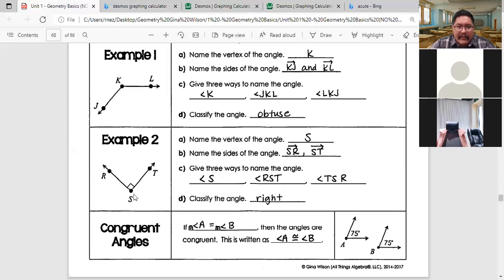And give three ways to name the angle. Same thing, we can name it by the vertex. So S is our vertex. We can name it either going from left to right or right to left. Actually, that doesn't really work out in this case. So RST and angle TSR. So again, remember that little symbol there means angle, although it should be a little bit lower. It kind of looks like one of those less than or greater than signs. But usually one of the sides of that angle is a bit lower.